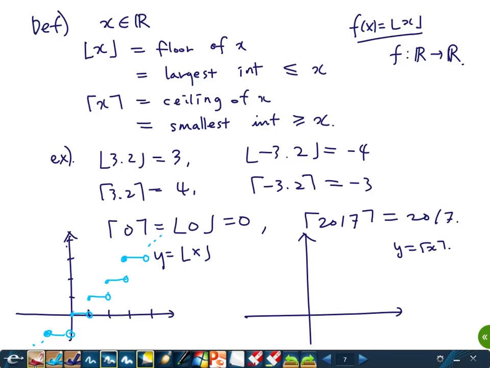Again, let me use red. Again, when x is an integer, it's the same, y equals x. And when x is, say, between 0 and 1, what is the value of ceiling? It must be 1, right? So it's like this. And here, 1 to 2, it's always 2. So it's like this. It's slightly different. It goes like that. This is the graph of the function y equals the ceiling of x.